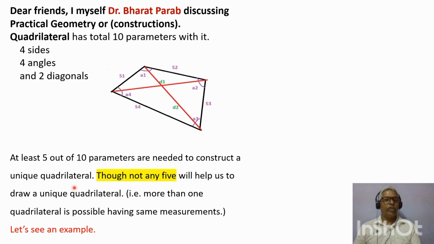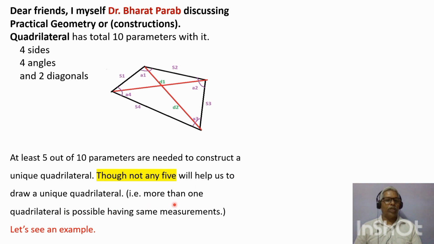What is unique? Unique means only one can be drawn. If you try to draw another one, that will be overlapped on that. Okay, that is unique. We will come to know the exact meaning of this as we proceed further. For the time being, go through this comment. Not any five parameters will help us to draw a unique quadrilateral. Not that any five are given. We will study what this sentence means.